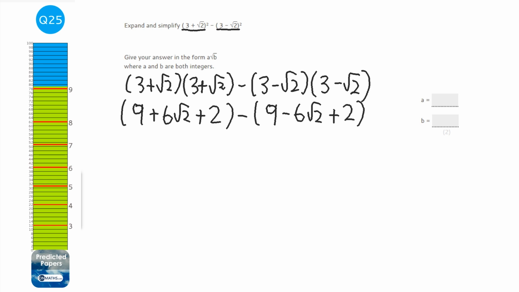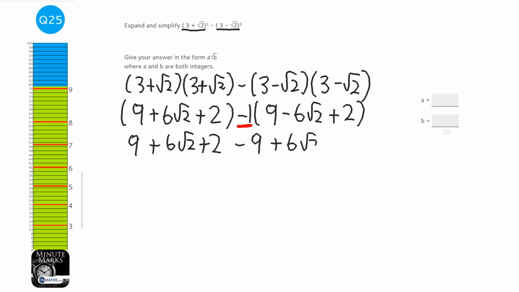Now, the reason I kept them in brackets is because this is really important. There's a minus 1 there, and it means we've got to multiply everything in the second bracket by minus 1. So the first bracket's unaffected, so we're just going to get rid of the brackets there. Don't need to worry about that. But the second bracket, I need to times everything by minus 1. So that first one is a minus 9. The second one is, well, minus times a minus is a positive 6 root 2. And then a minus times a positive is a minus, so minus 2.